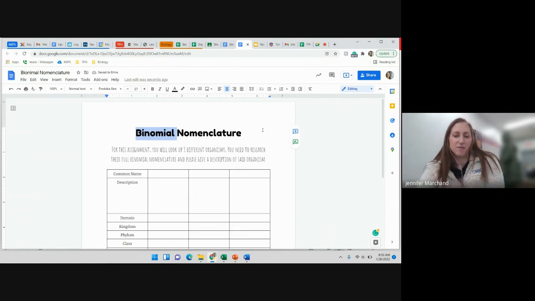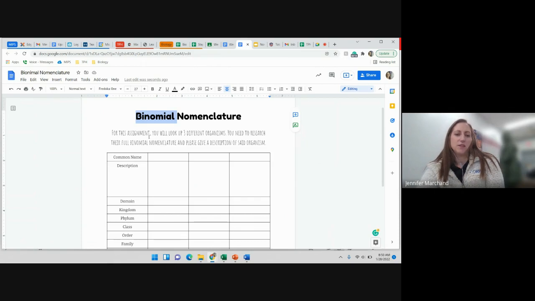I've made a copy for each of you, so you will find this in your Google Classroom. What this says is for this assignment, you will look up 3 different organisms. By organisms, I mean an elephant, a pine tree, a worm, or a specific version of an arthropod. So are we talking a cockroach or are we talking a crayfish?